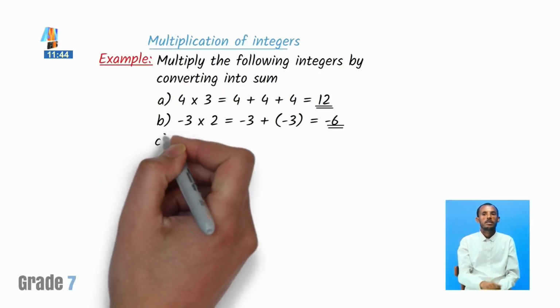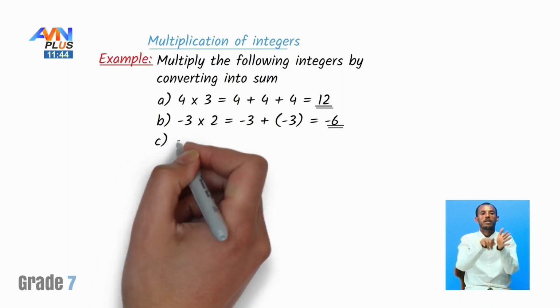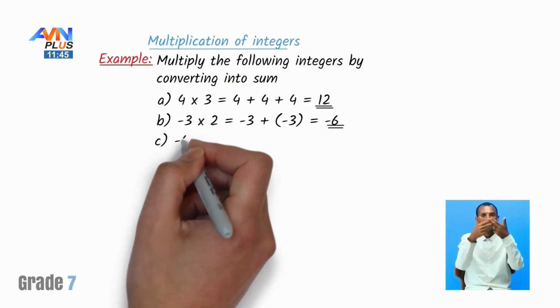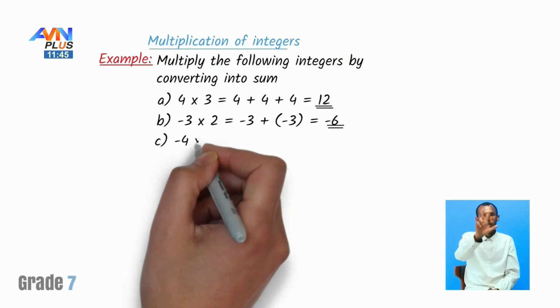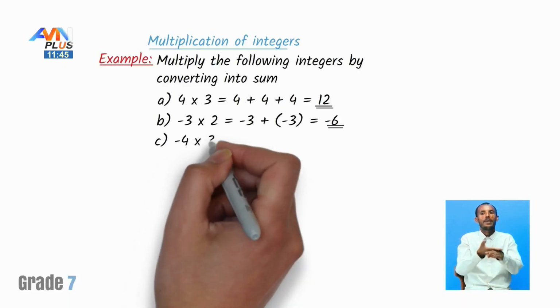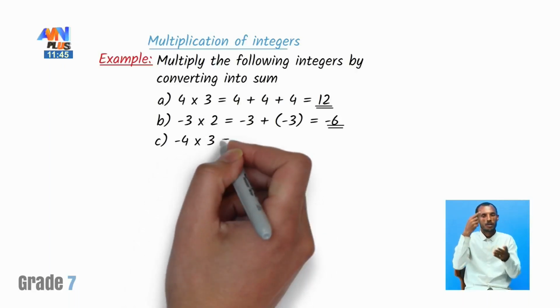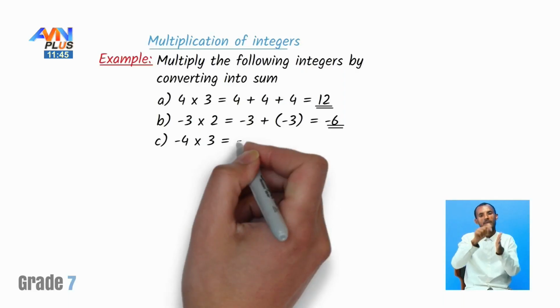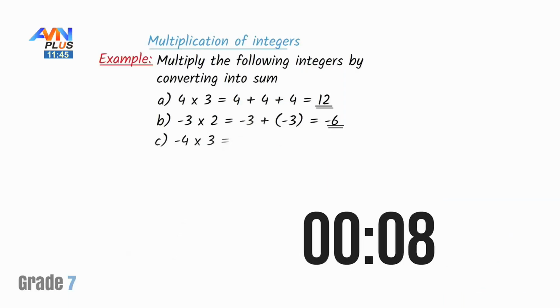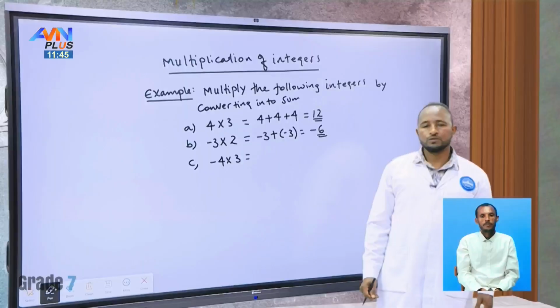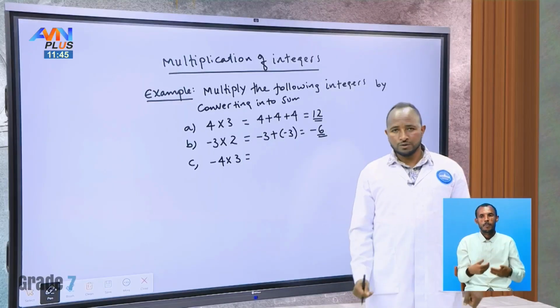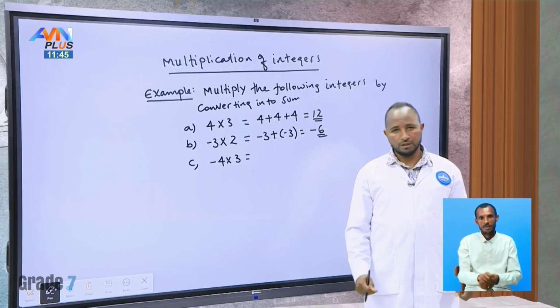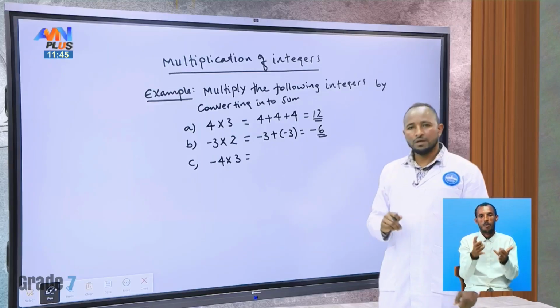Let's take this one. Negative 4 times 3. Please, students, please try this question. I'll give you 10 seconds for this. Students, have you tried the question? Nice. Now, let's see the answer.